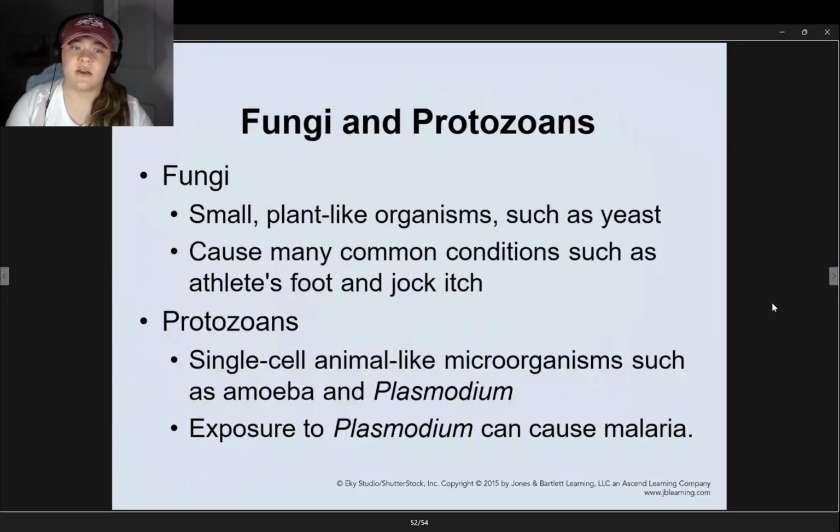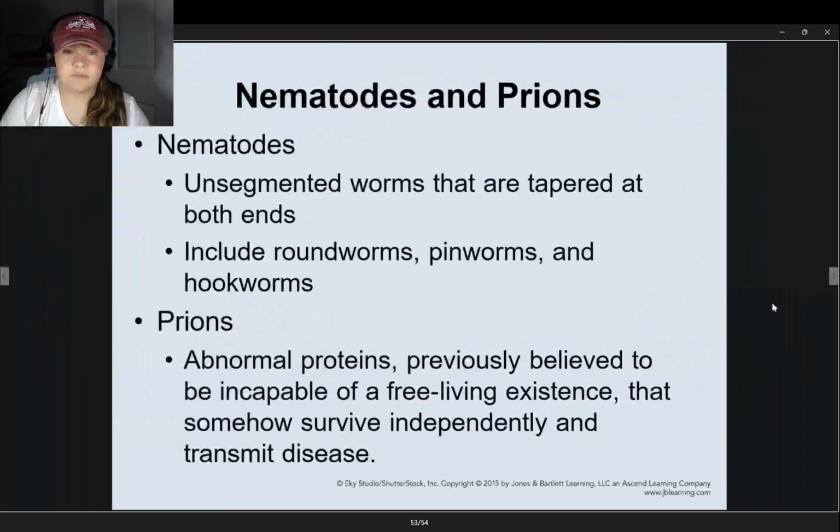Fungi and protozoans. Fungi are generally small, plant-like organisms such as yeast. They cause many common conditions such as athlete's foot or jock itch. Protozoans are single-cell animal-like microorganisms such as amoeba or plasmodium. An exposure to that can cause malaria.